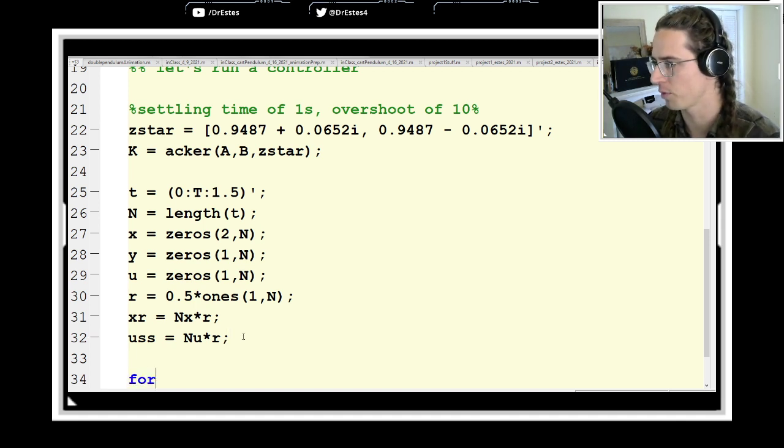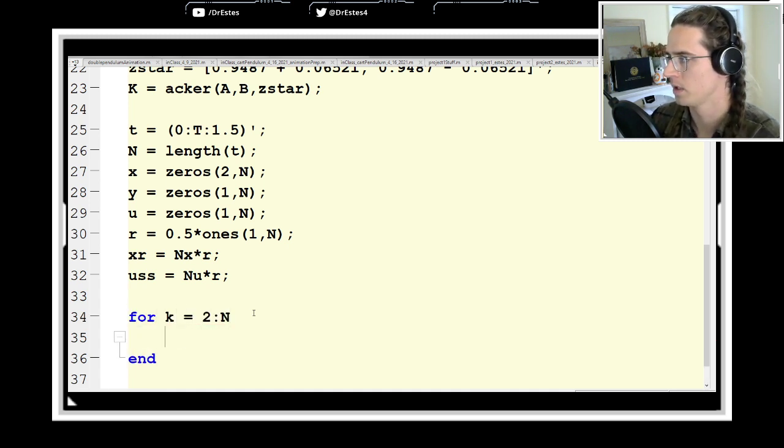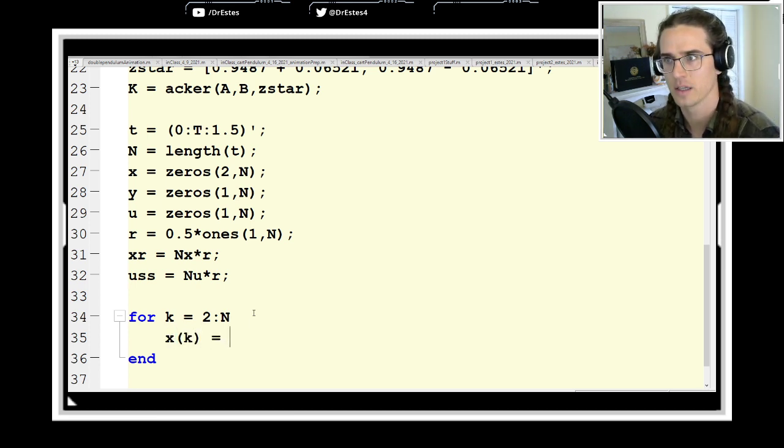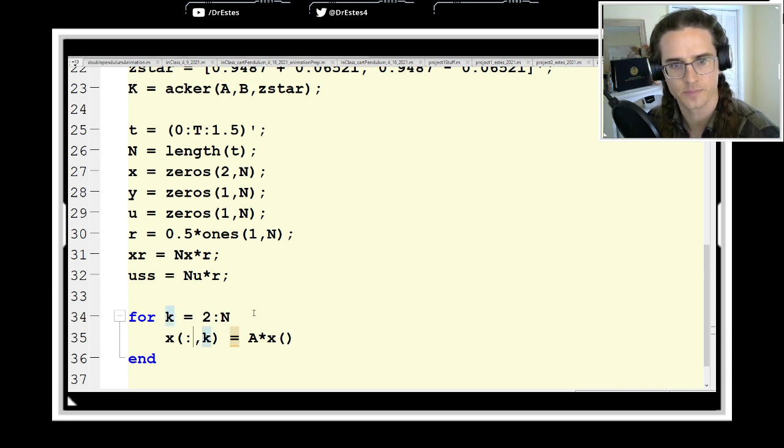And then let's make a little for loop. So for k equals 2 to n, so this is our time step, I'll have my state space model. My states at step k are A times my states. Oh, I should do this, because I'm taking all of the elements in column k.